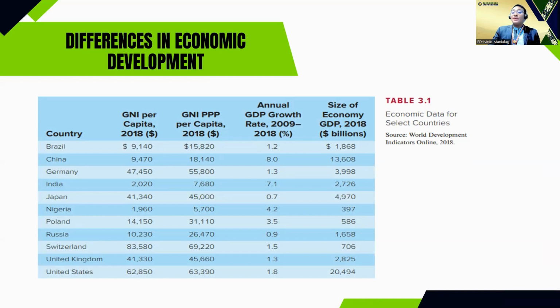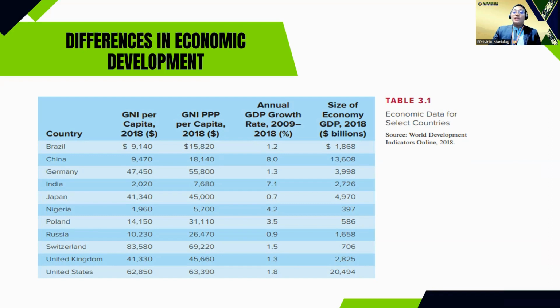GNI PPP per capita 2018. So this shows the GNI per capita adjusted for purchasing power parity. PPP adjustment provides a more meaningful comparison of the living standards across countries as it accounts for the relative cost of living and inflation rates.